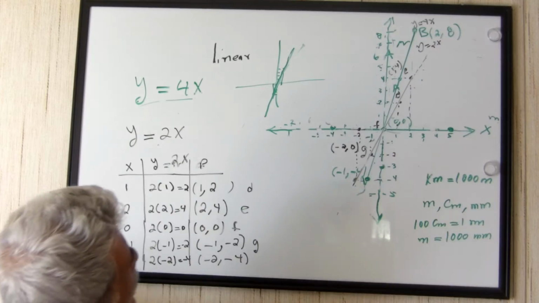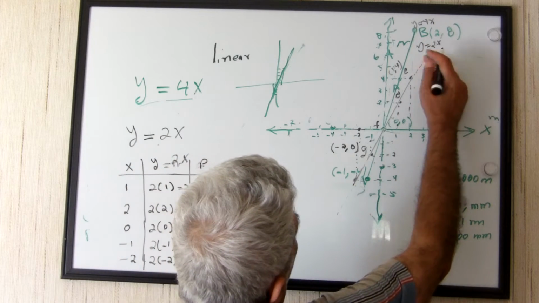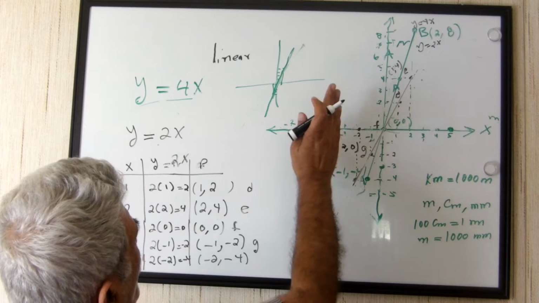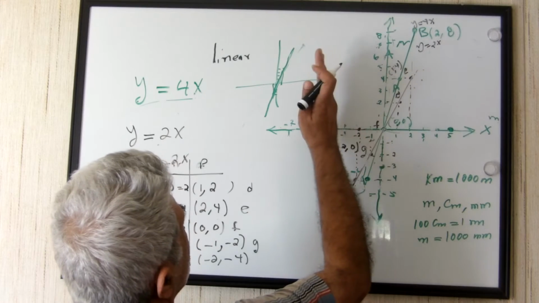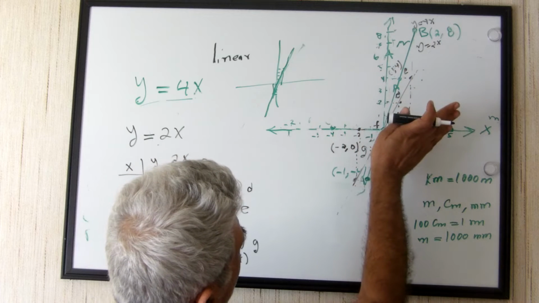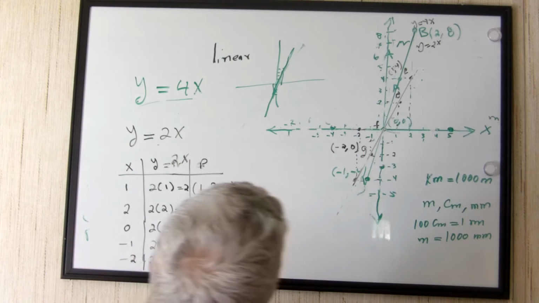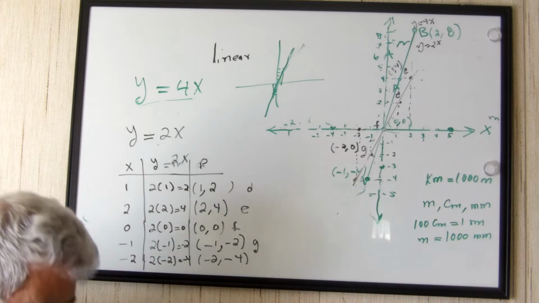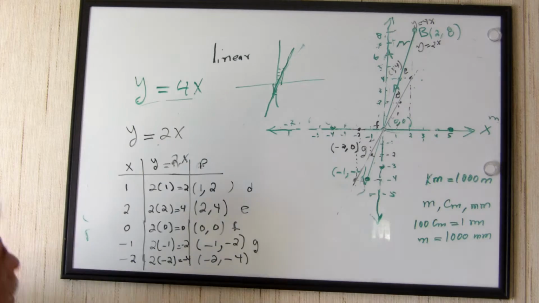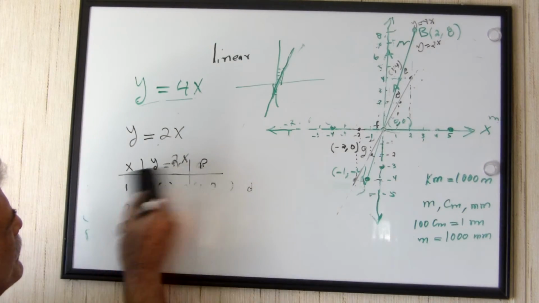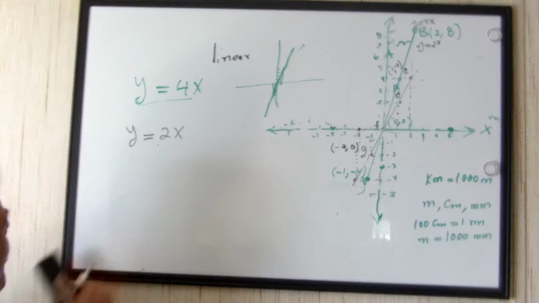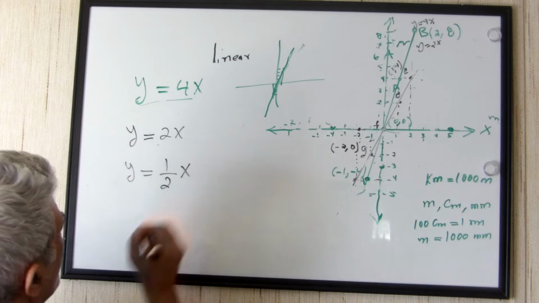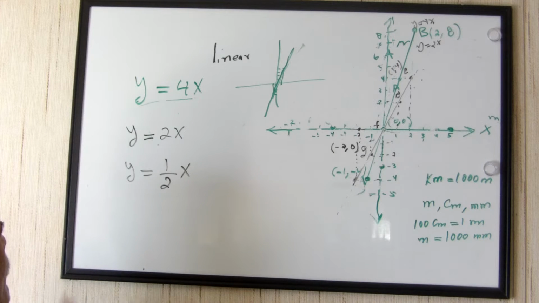So you see that this line, the slope, this way is going to get steeper, and this way just the opposite. It's going to be less steep. But before that, let's talk about another function. Y is equal to half x, 1/2, 0.5x.